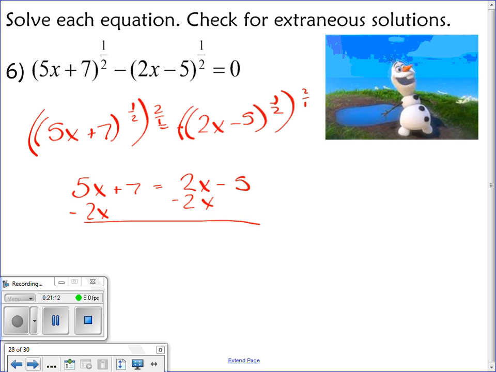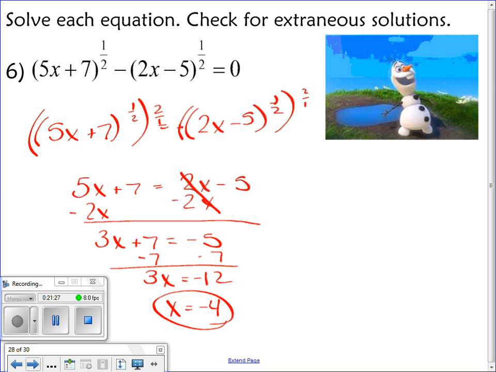Subtract 2x. 3x plus 7 equals negative 5. Subtract 7. 3x equals negative 12. Divide by 3. X equals negative 4. Do I need to check this answer? Yes, I do, because you had 2 different x pieces in here that I could not put together. Always go back to the original problem to check it.